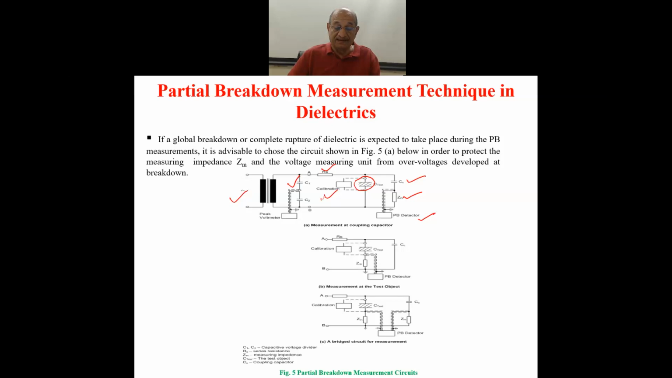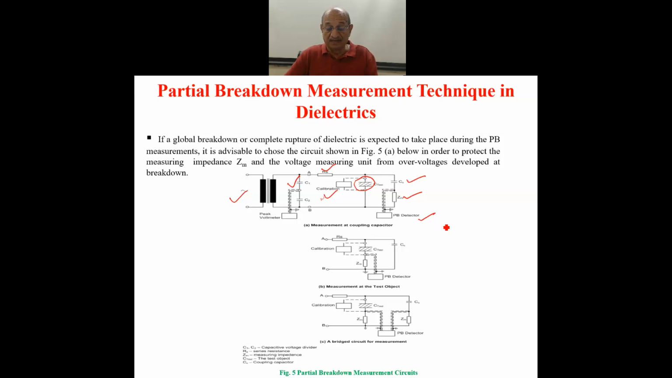This is a standard capacitor which is charged and generates a pulse of specific charge, and that is applied across the test object. The pulse is recorded at the PD detector for different values of discharge current, and that gives you an idea about the magnitude of discharge current, and that actually also determines the sensitivity of the whole detection.